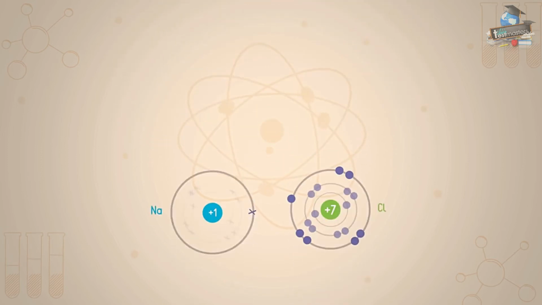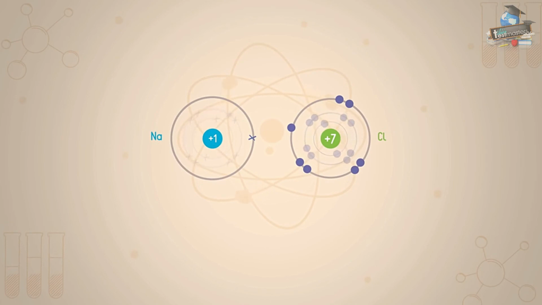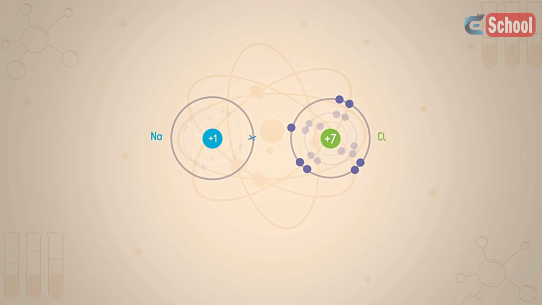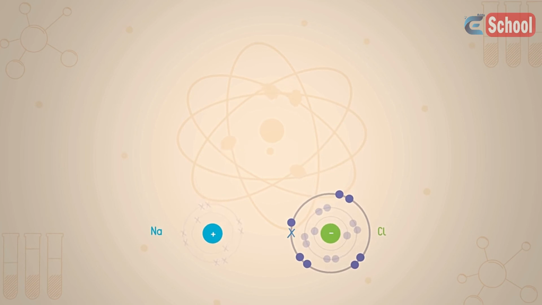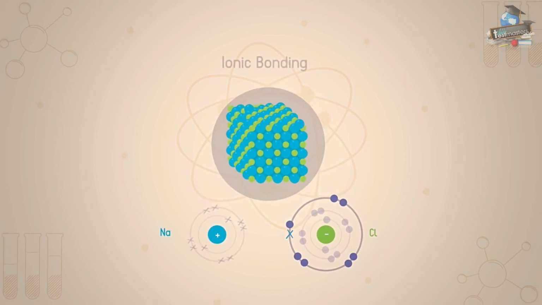Take chlorine and a metal such as sodium. The effective nuclear charge holding the sodium electron is only +1 compared with +7 from chlorine, as we saw in Part 1 of this video. So the molecule will be highly polarized, with the electron pulled strongly from the sodium to the chlorine, leaving the sodium positively charged and the chlorine negatively charged. When the ions are packed in a 3-dimensional lattice, the structure is stabilized and we have ionic bonding.